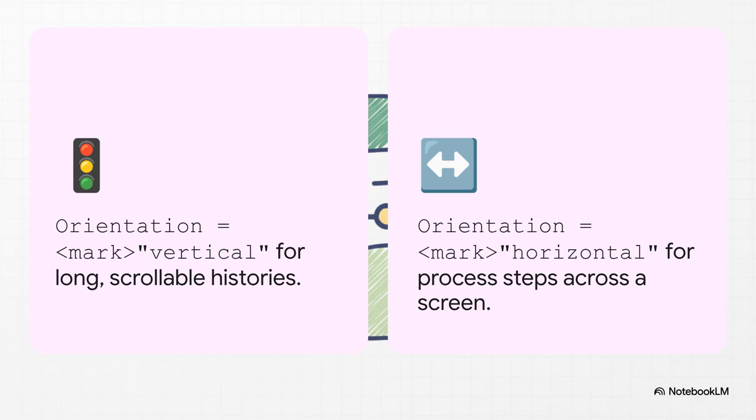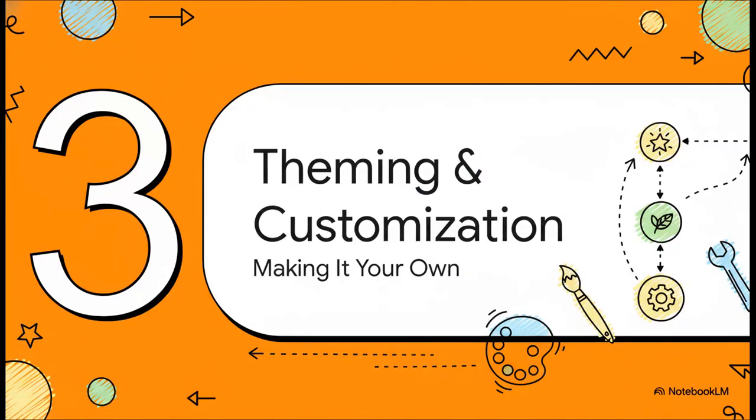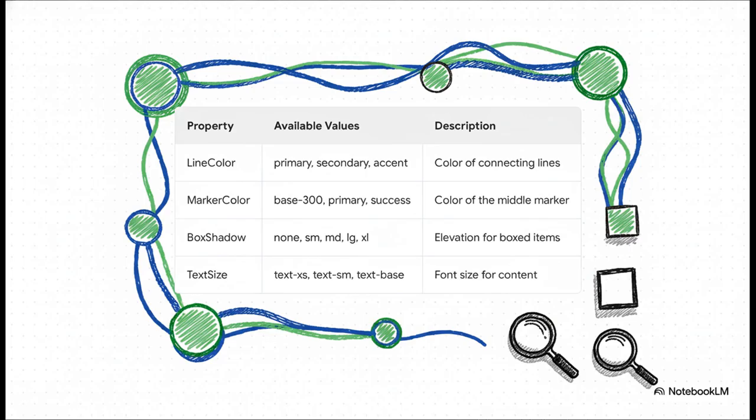It's fantastic. Now, a default timeline is great and all, but let's be real. You want it to match the look and feel of your app, right? Of course you do. That's where theming and customization come in. Let's dive into how you can style pretty much every part of this timeline. Just think of this as your personal style control panel. You can change the color of the lines, the markers. You can use your app's theme colors like primary or success. You can add a box shadow to make the items literally pop off the page. And naturally, you can control the text size to get it looking just right.